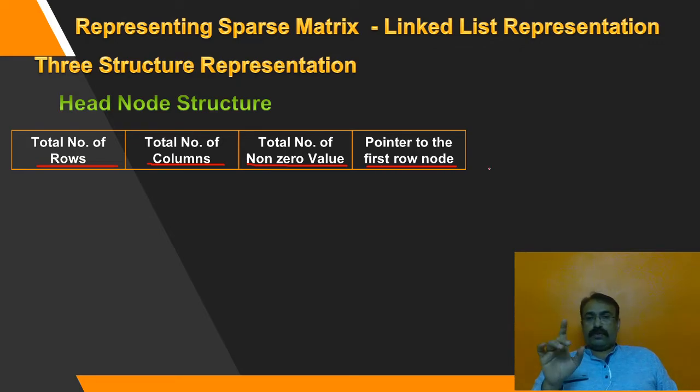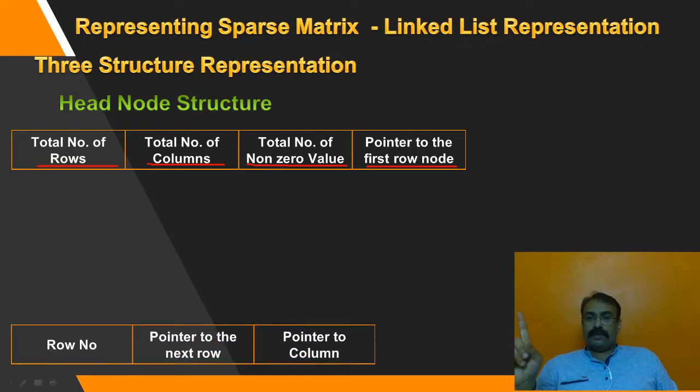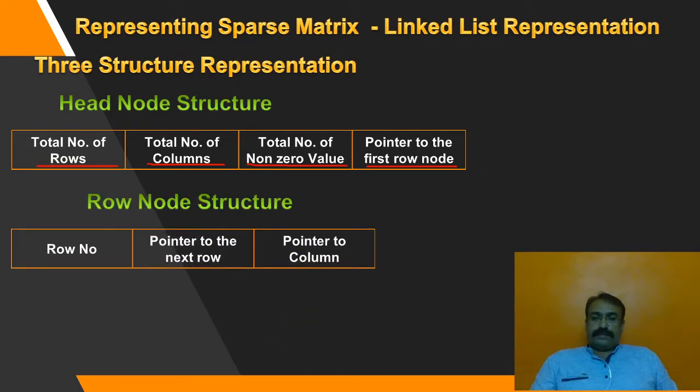That means we are going to have one head node, then we are going to have row nodes. That row node is going to contain the row number for which it is storing the information, a pointer to the next row node, and a pointer to the column in that row which contains the information about that non-zero element. So it is next row node and pointer to next column node.